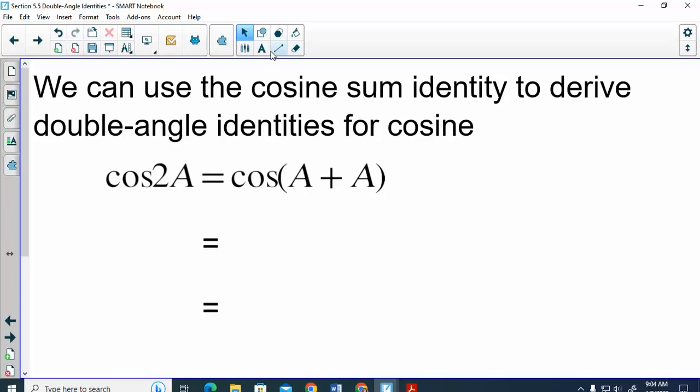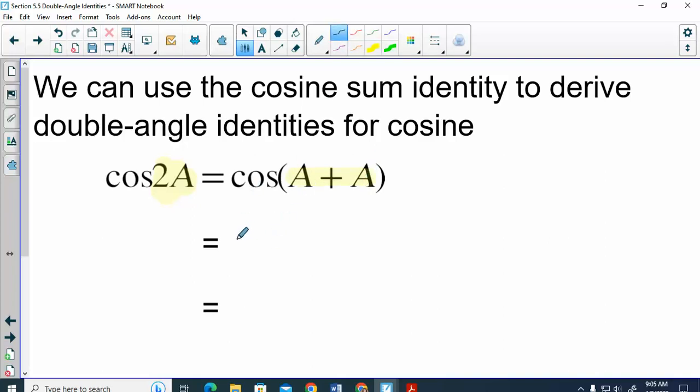So the first one, I was just going to show you where one of these came from. I'll put a slide up in a second with all the formulas you need to copy down. So this is just some justification. A double angle is 2 times something, and we know 2 times something is just when you did a plus a.